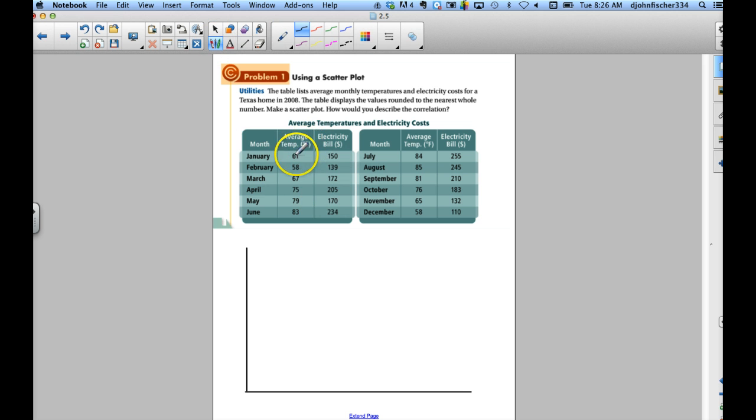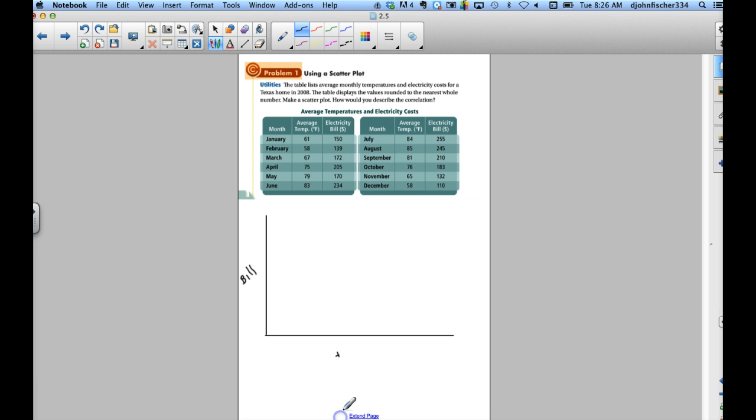Now I'm going to look at my average temperature and electricity bill. Okay, so I'm going to put bill on this side, temperature on this side. And you notice I'm labeling everything. You have to make sure you label everything. Now the temperature goes 61, 58. 58's the lowest, and goes up to about 85. So I'm going to go 50 right here. Might want to throw a broken axis in here. Then we go 55, 60, 65, 70, 75, 80, 85.